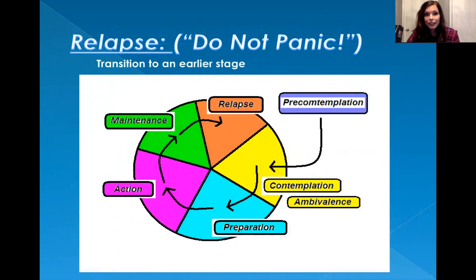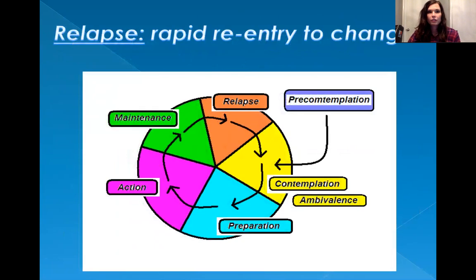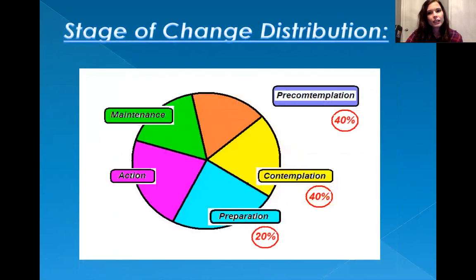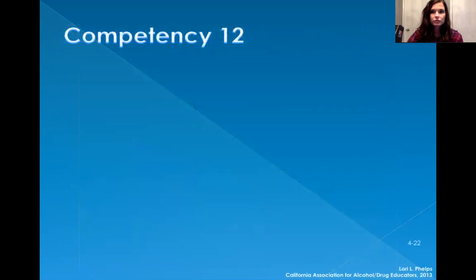But you don't have to panic at this stage. It's possible to get back on track and get back in recovery, and to repeat these steps until you get to the stable, sober state. And usually after people relapse, it's a very rapid reentry to change. They know their life is better. They don't really want to live the way that they were living before. And so it's typically a quick turnaround to get back into treatment. And this is the stages of change distribution. So 40% of people are in pre-contemplation, 40% are in contemplation, 20% in preparation.